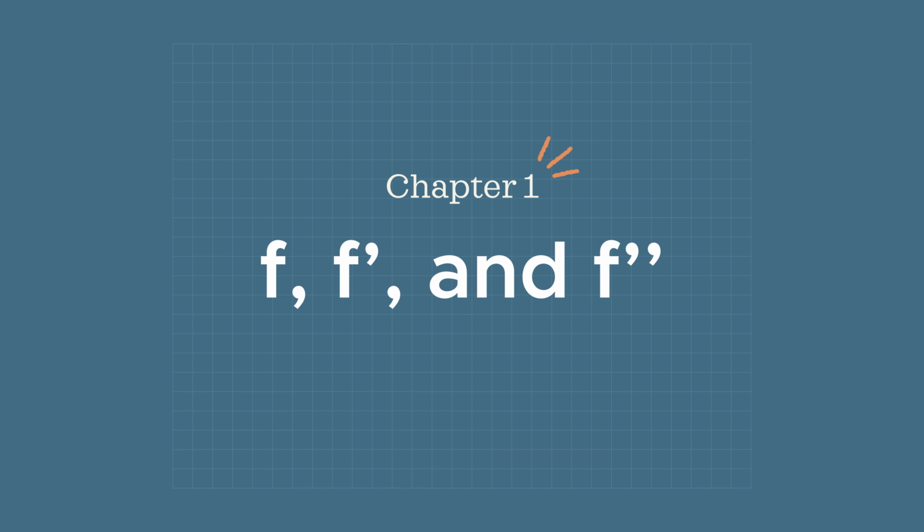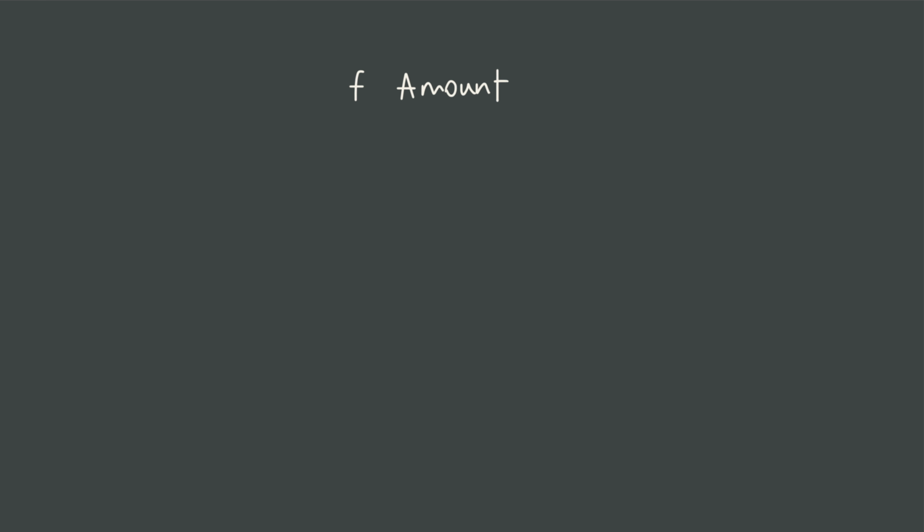Okay, so before we do anything else, I want to give us a picture that's going to come back over and over in this video. At the top, we have f, which is the amount of something. Below that is f prime, which is the rate that amount is changing. And below that is f double prime, which is the rate that the rate is changing.